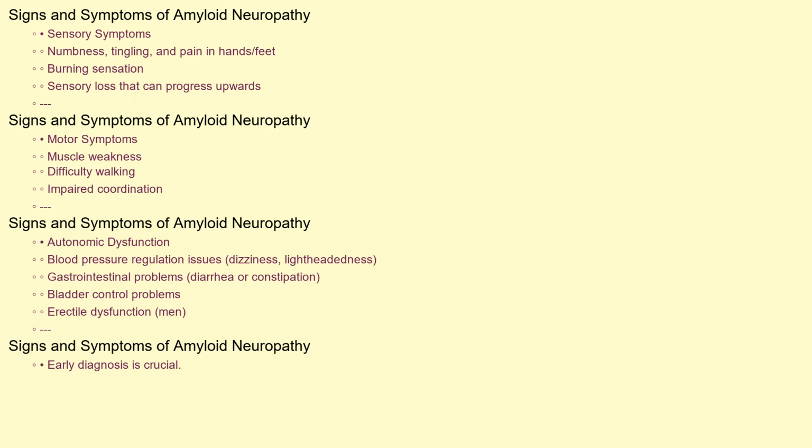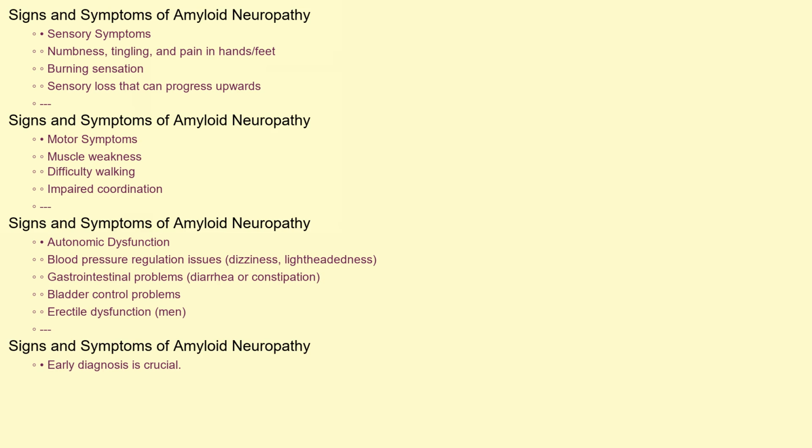What are the signs and symptoms? Amyloid neuropathy manifests with a wide range of symptoms, often affecting sensory, motor, and autonomic nerve function. Patients commonly experience numbness, tingling, and pain in their hands and feet, often described as a burning sensation. This sensory loss can progress upwards.